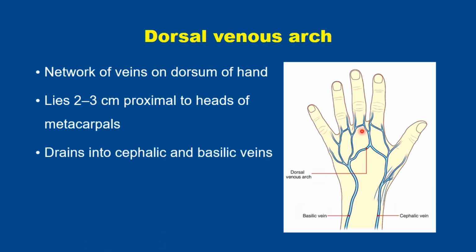The dorsal venous arch drains into the cephalic and the basilic veins. Here we can see this is the cephalic vein and this is the basilic vein. It forms the major venous drainage of the hand.